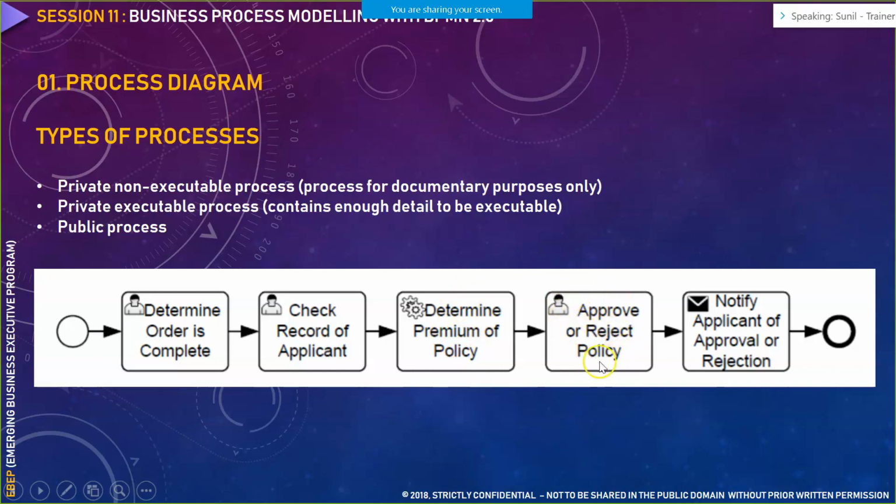Now this is something that is private non-executable. Approval or rejection is something that has to be maintained for documentary purpose, and there is a manual person involved. It's not something like determining a policy that the system calculates for you. It's a manual process and it is used for documentary purpose. So it would be a private non-executable process. And after that, notifying the applicant of approval or rejection is something that you are communicating publicly to that particular insured. So that would be a public process.